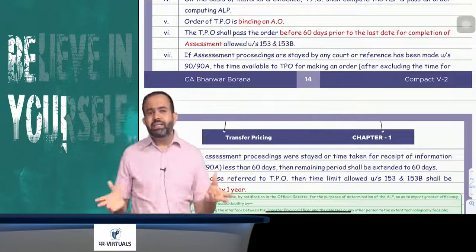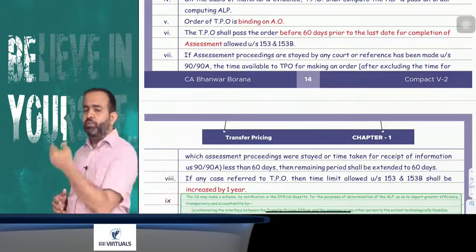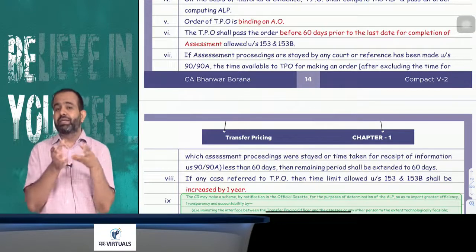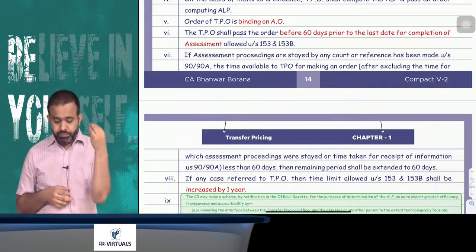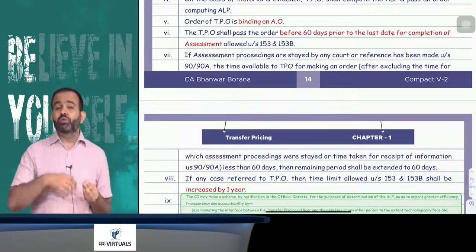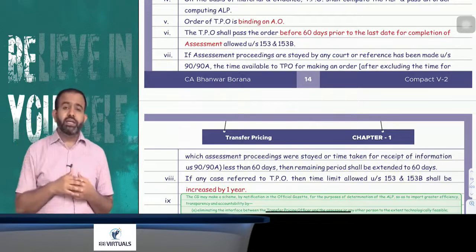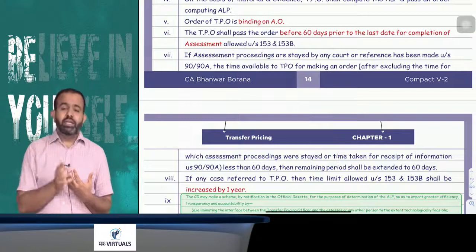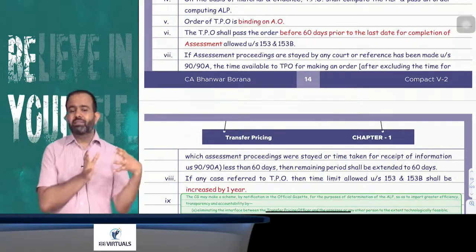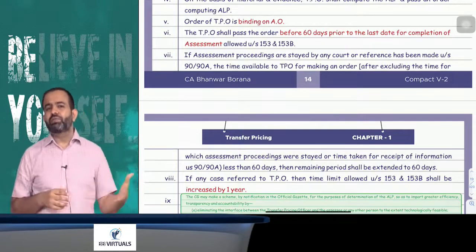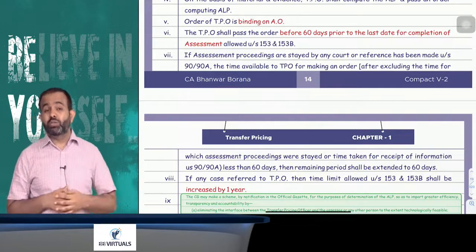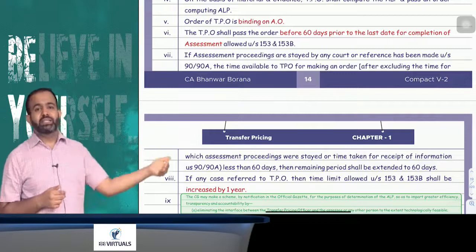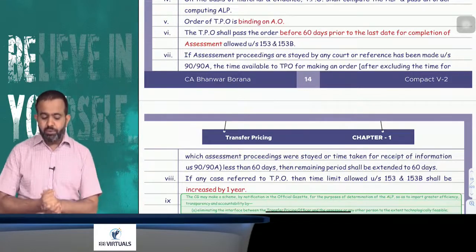Yes. Now the next part: suppose the TPO proceeding is stayed by any court, or a reference was made to a foreign authority under section 90 to obtain information, and some time is lost in that proceeding. Then whatever time is lost in that proceeding or due to the stay order of the court, that time will be extended. That means the TPO will get the extra time. You got my point or not?